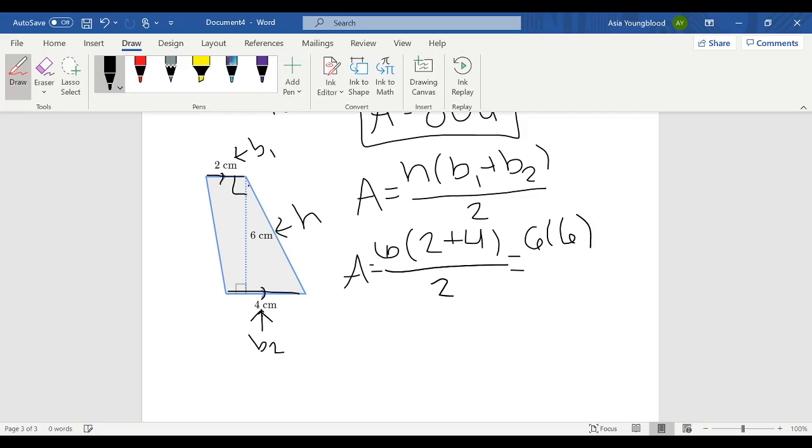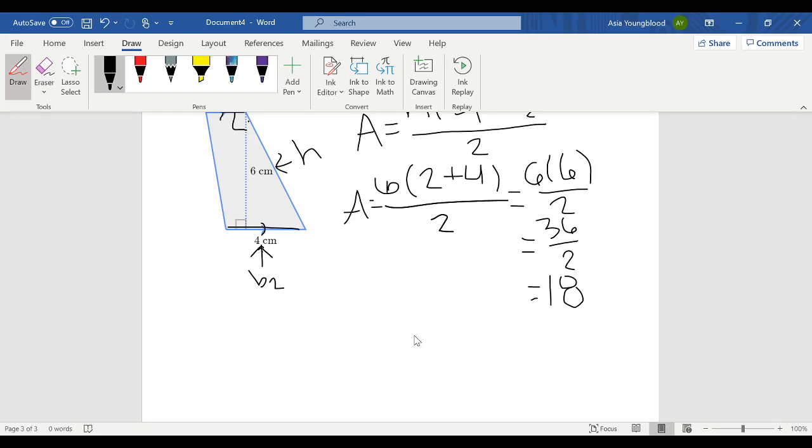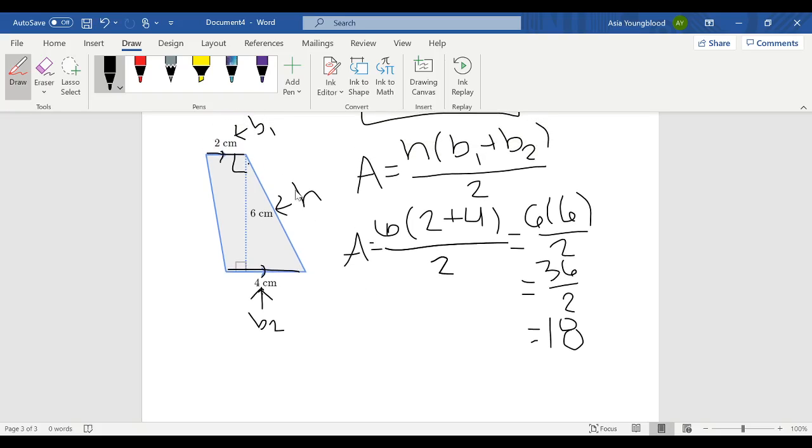So we have 6 times 6 divided by 2. 6 times 6 is 36, divided by 2. So the area of this trapezoid is going to be 18. Our units are centimeters. So the area is going to be 18 square centimeters, or 18 centimeters squared. That's going to be our answer in Khan Academy for this first problem.